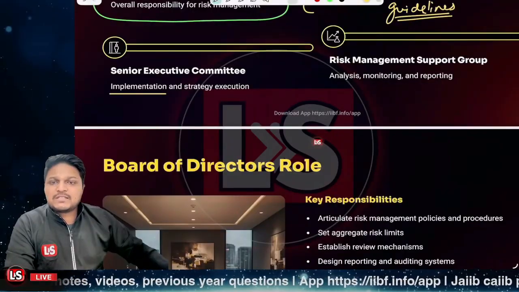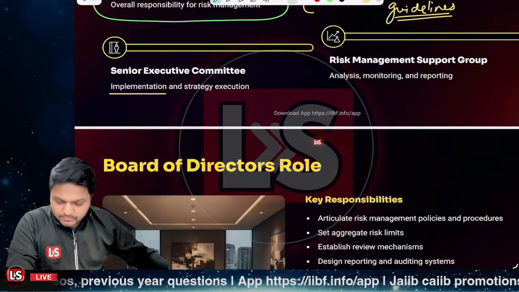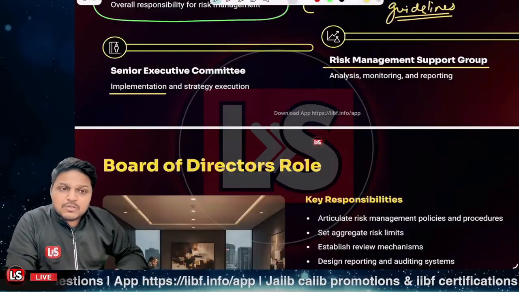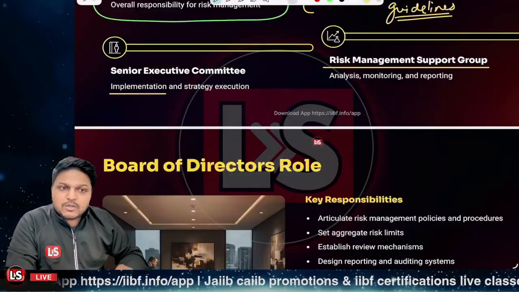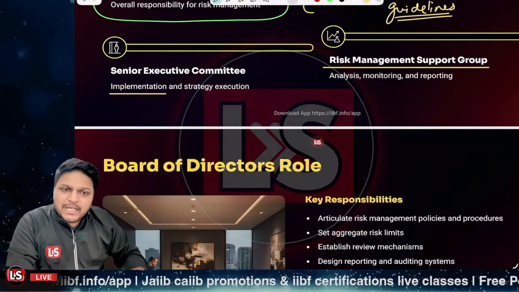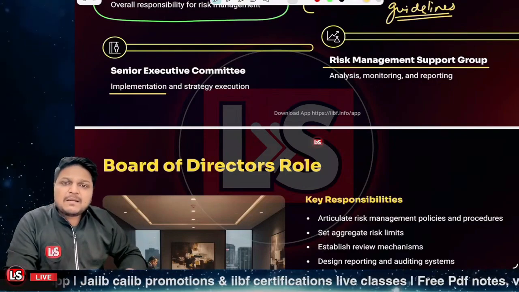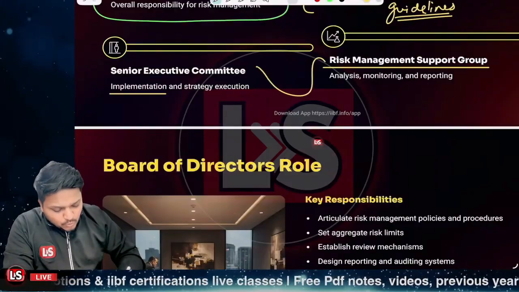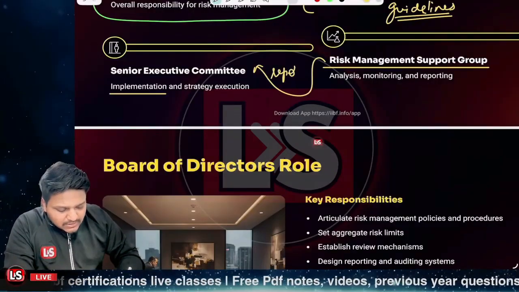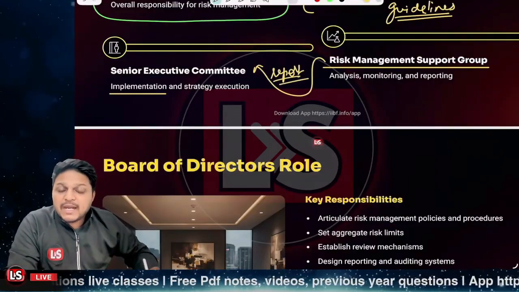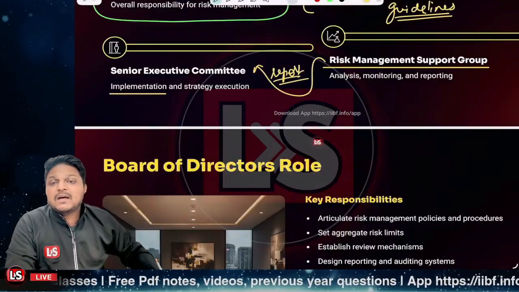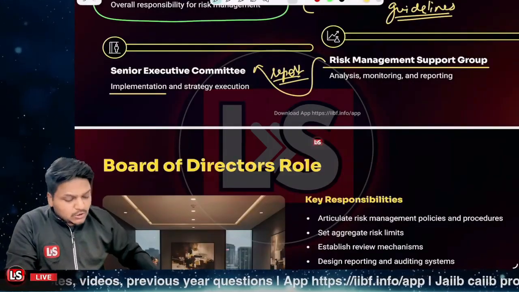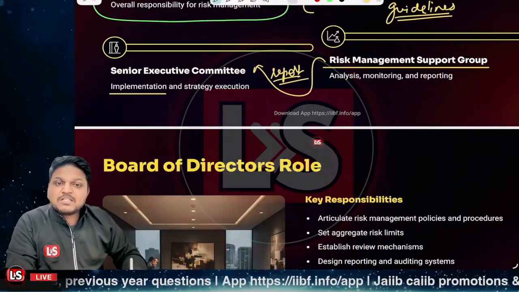And the fourth one is related to the risk management support group. Now, the support group analyzes the things. It works on the ground level, right? It works on the ground level. So monitoring, reporting, analyzing, these things are done and reported to the senior level executives. They implement the monitoring function, measurement function, analysis function, and reporting function, which is done by the risk management support group.